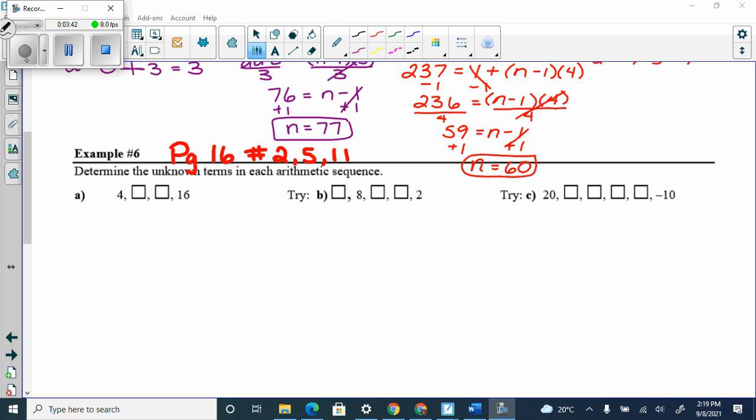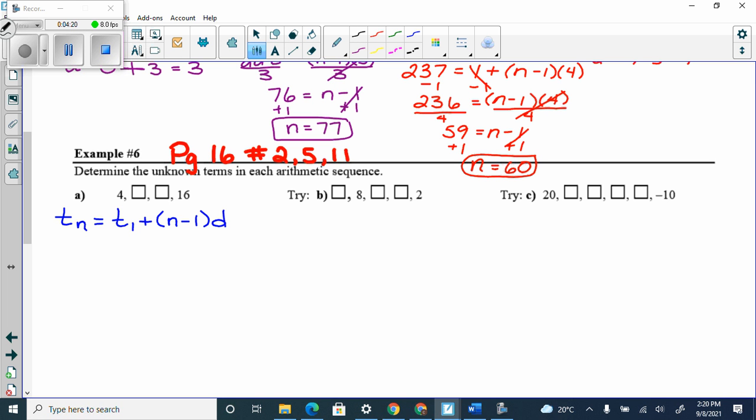So we're going to look here. It says determine the unknown terms in each arithmetic sequence. All right? Are you ready? So it says arithmetic sequence, which means I have one formula I can use, right? The formula option I have is Tn equals T1 plus (n minus 1)D. I also told you that when you are using this formula, you can only be missing one thing if you're trying to solve for something, right? So let's fill in what we do know.